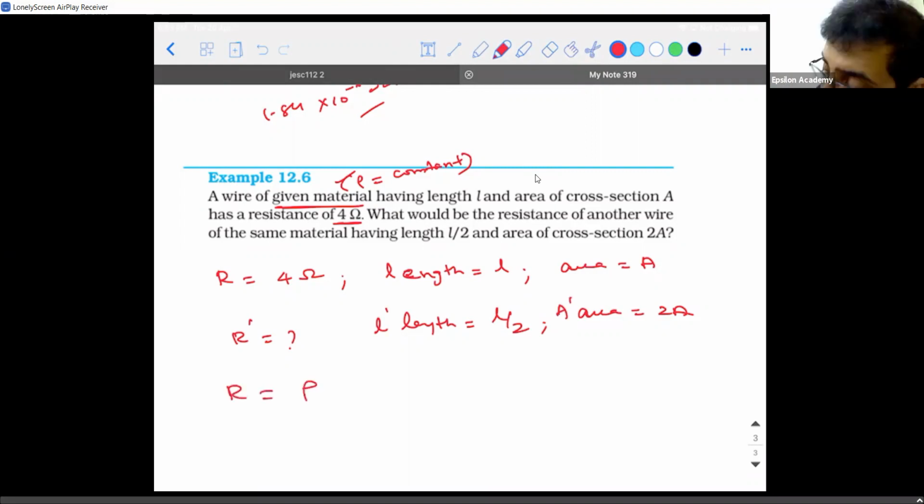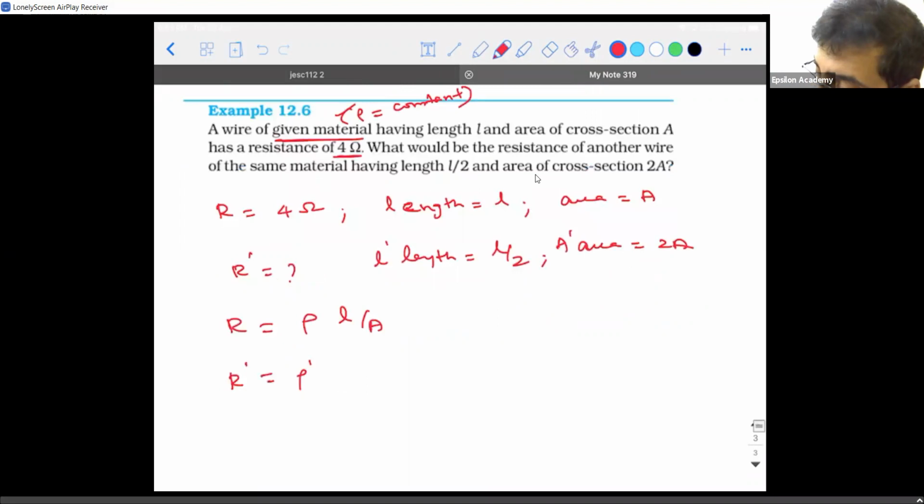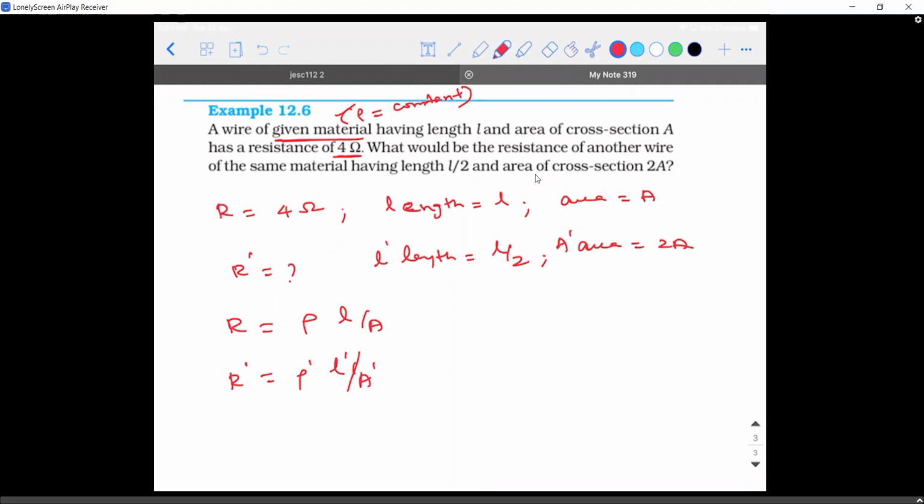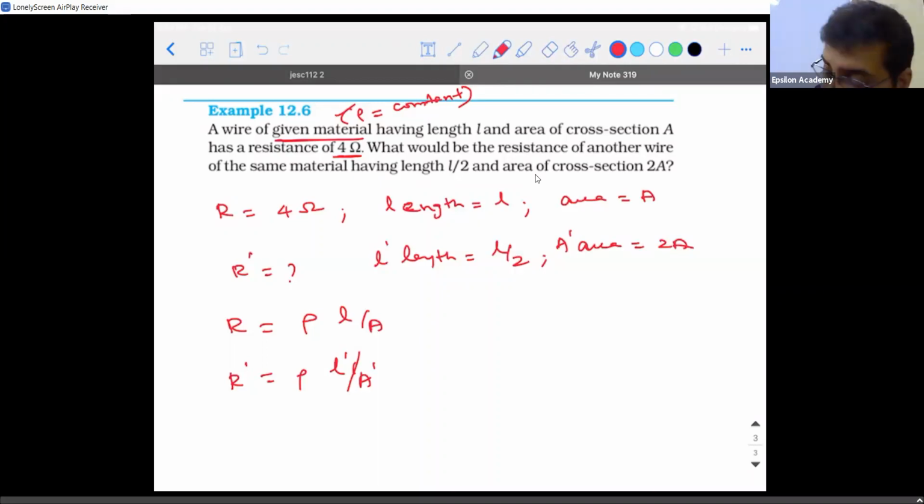So R is equal to rho into L by A. R dash is equal to rho dash into L dash divided by A dash. There is a mistake in the second equation, correct it? Sir, rho does not have a dash. Rho does not have a dash, it is the same because it's of the same material, right?